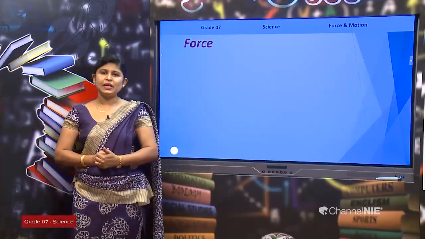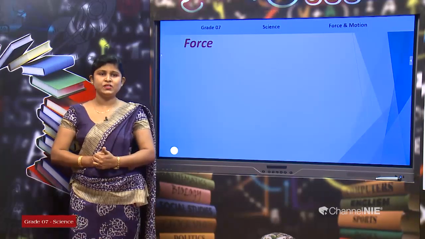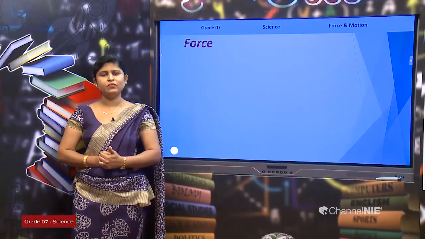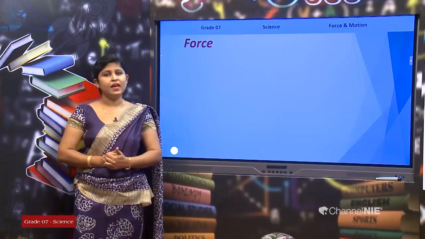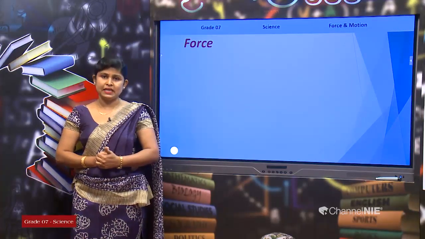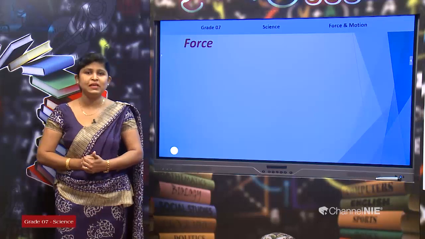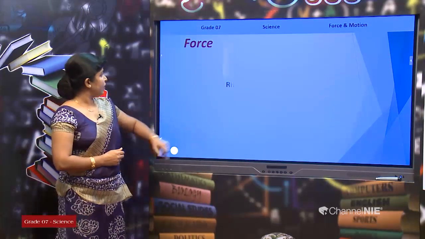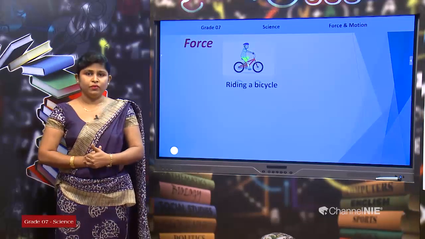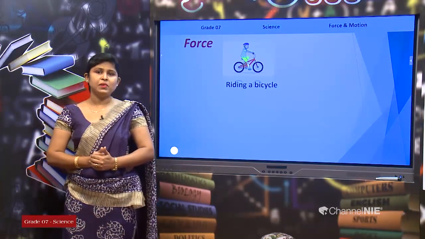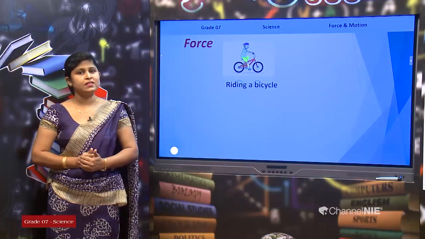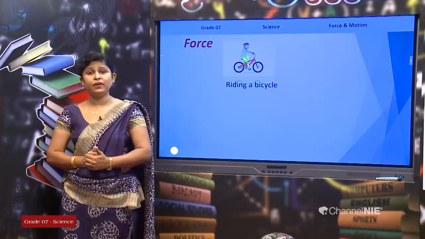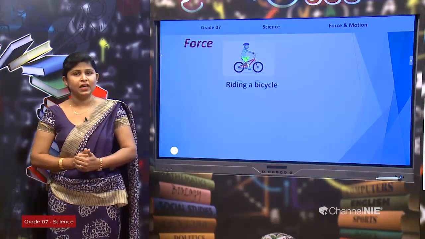Right. The second part of the lesson is based on force. Force. What do you know about force? Right? Have you heard about this word? Yes, I know that this word is familiar to you as you are learning science. Before talking about the force, I have got some examples to show you. These pictures are showing you different activities that are done in our daily life.